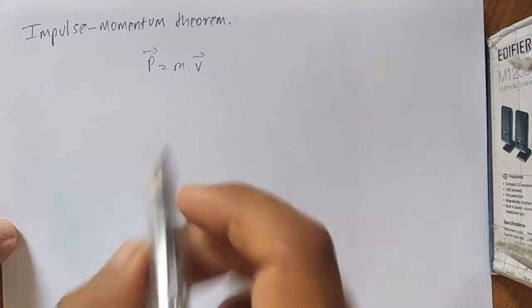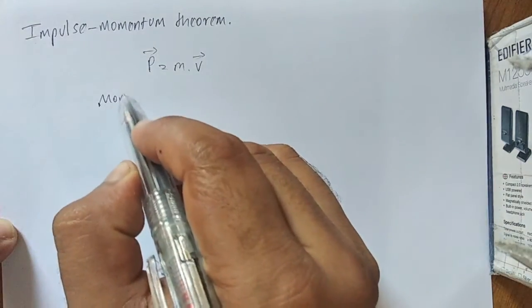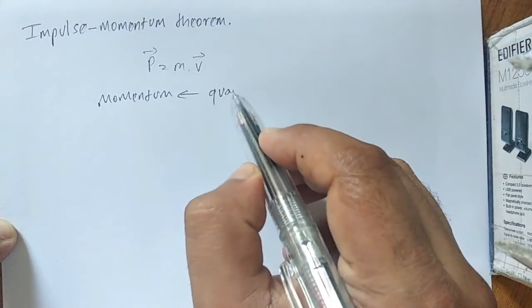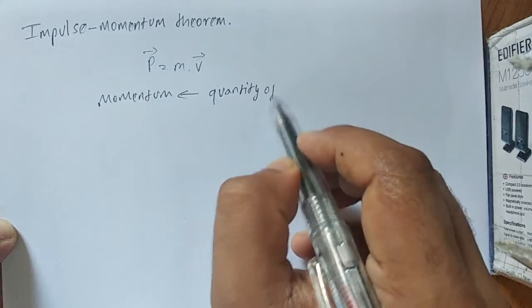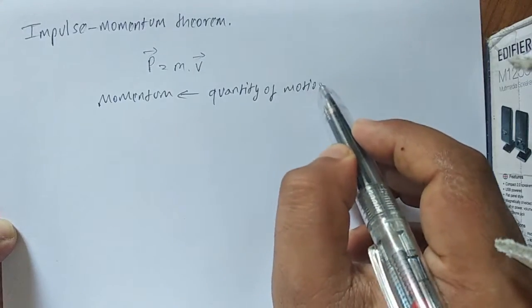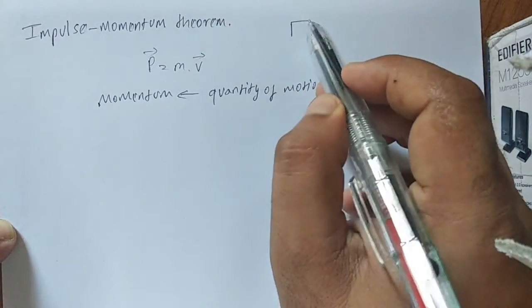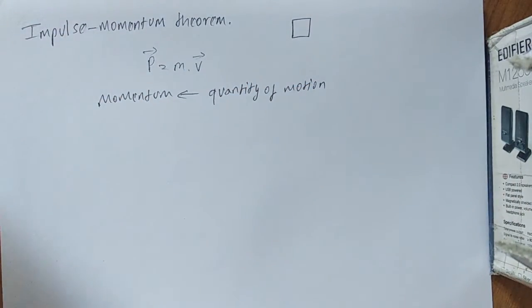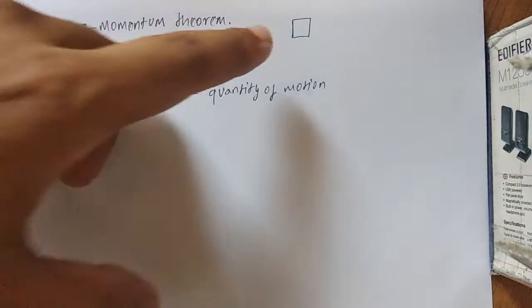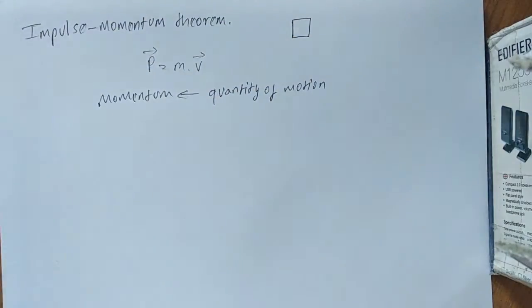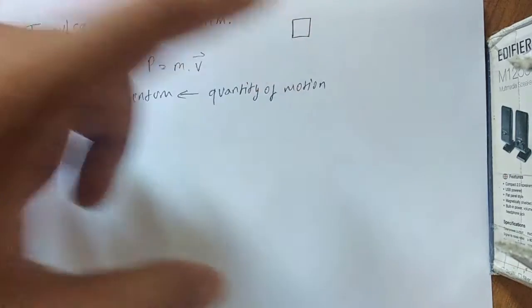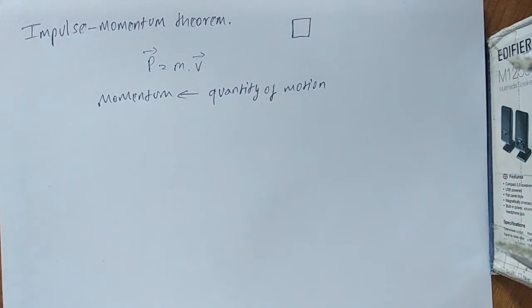So momentum determines the quantity of a motion. What does that mean? If there is an object, and this object has more mass, then it will have more motion. Even if the velocity is small, but the mass is more, in that case it will tend to have more motion.